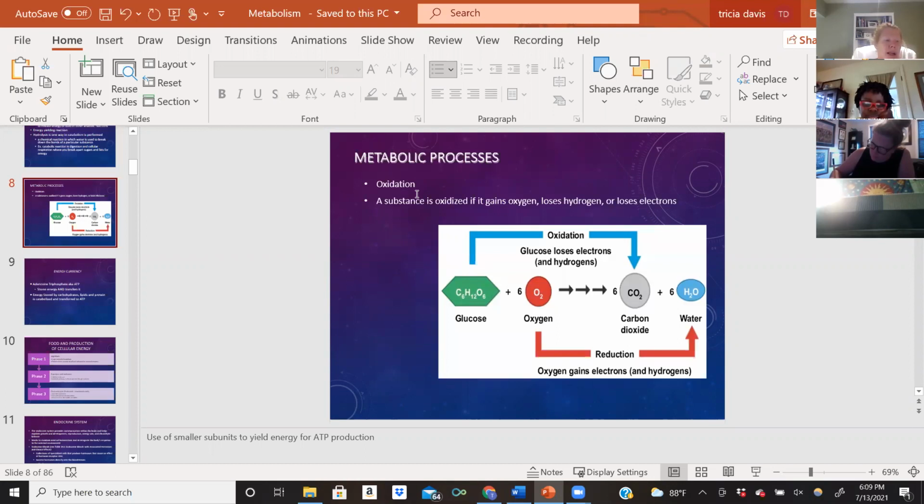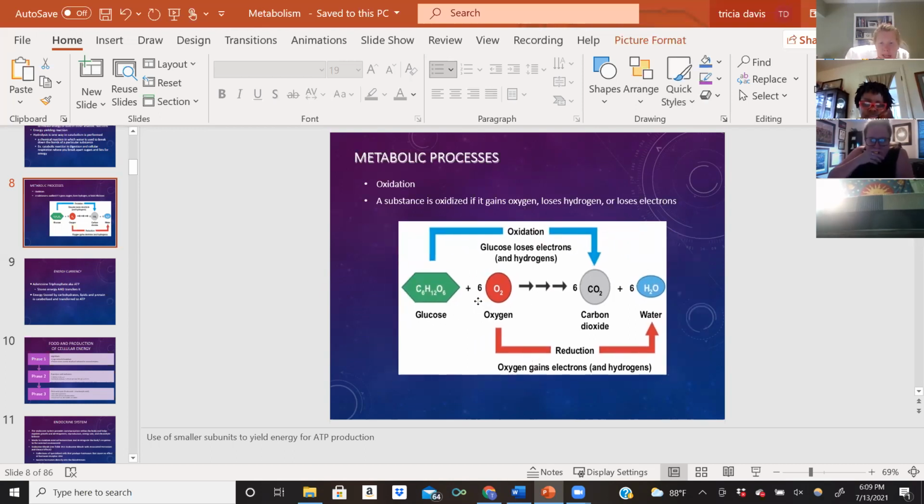So another metabolic process is oxidation. If a substance is oxidized, it is going to gain an oxygen, lose a hydrogen, and it's also going to lose electrons. So this is just a little example of what happens in the body with glucose and oxygen.